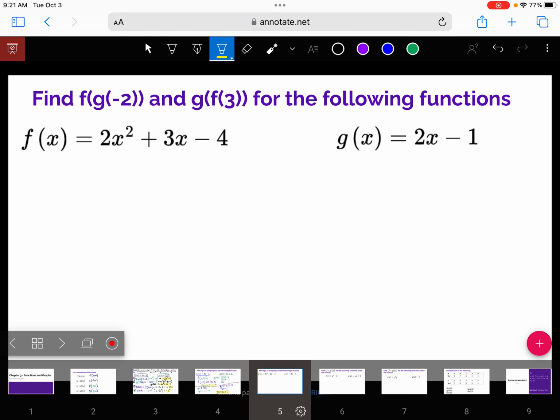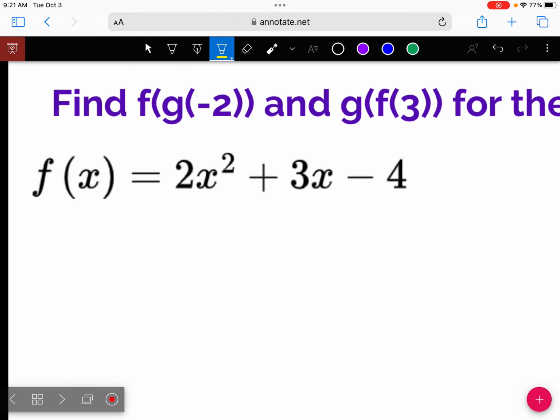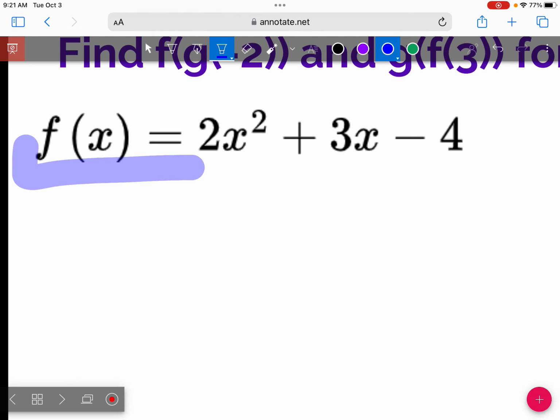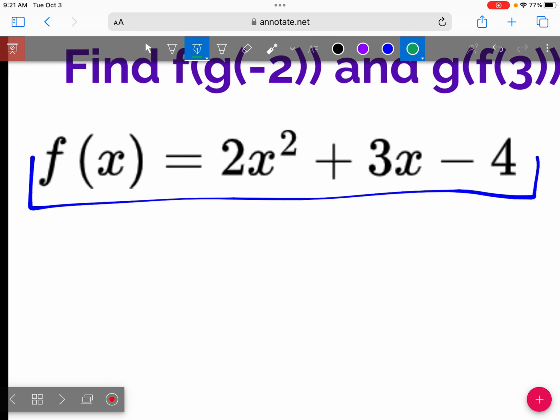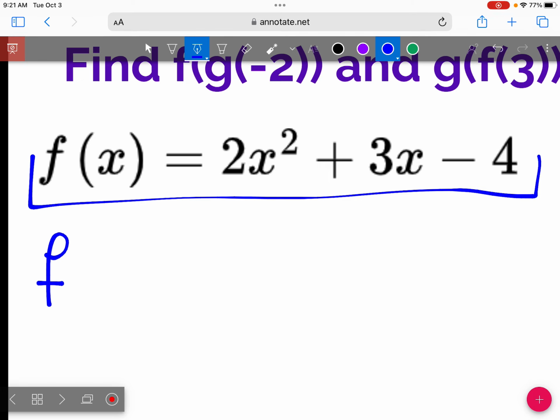So let's try it with a slightly grosser one. But again, it's f of g of negative 2 and g of f of 3. So it's the exact same process as the last one. This one. So we're going to have our blue and our green, because I find the color coding incredibly helpful on this. So we're going to do f of g of negative 2.